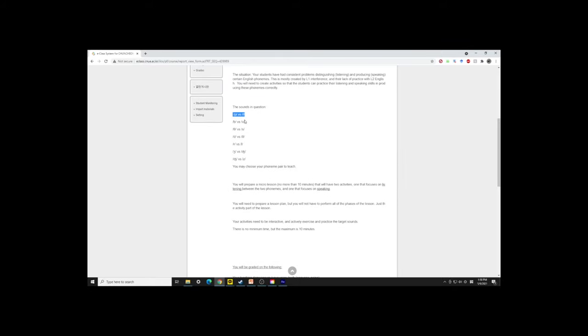So that's why we've been going over these sounds in our lectures. And these are sounds that Koreans have difficulty at first producing and distinguishing. And so these are where you're going. These are the trouble areas, the hot spots that you'll need to be aware of when you're teaching elementary school students.